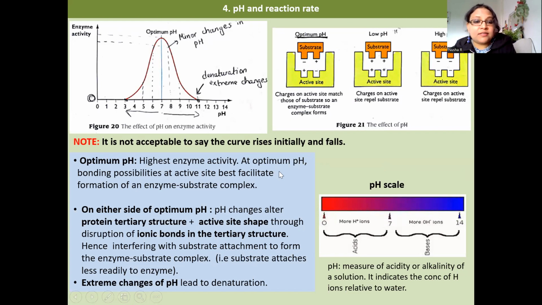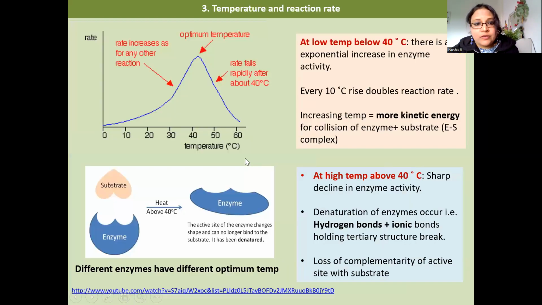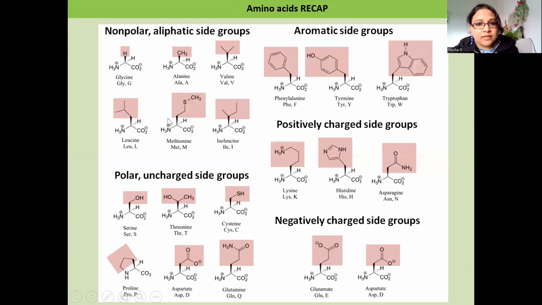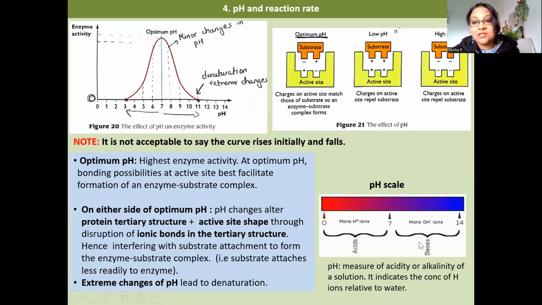So what we mean by this is, these ions affect the charges of the R groups of the amino acids. Just a quick recap, we know there are different amino acids making up the polypeptide chain. Some of them have aromatic side groups with no charges, non-polar aliphatic side groups with no charges, polar uncharged side groups. And then we have the R groups which are positively charged, and the negatively charged ones. So in the active site, there will be amino acids with their R groups, and changing the concentration of hydrogen ions or OH minus ions would affect these charges.